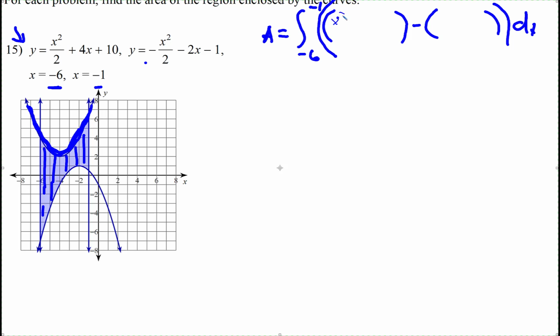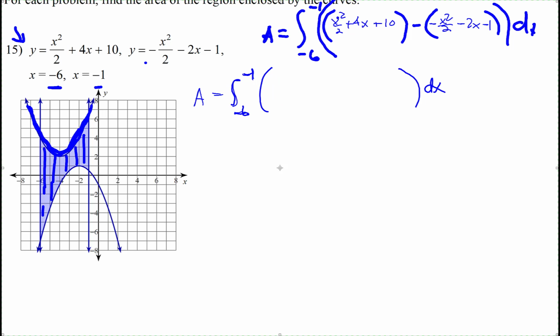Okay, so x squared over 2 plus 4x plus 10, subtract, well that's negative x squared over 2, subtract 2x, subtract 1. Well, we're going to simplify this a little bit. So A is equal to the integral from -6 to -1, dx.